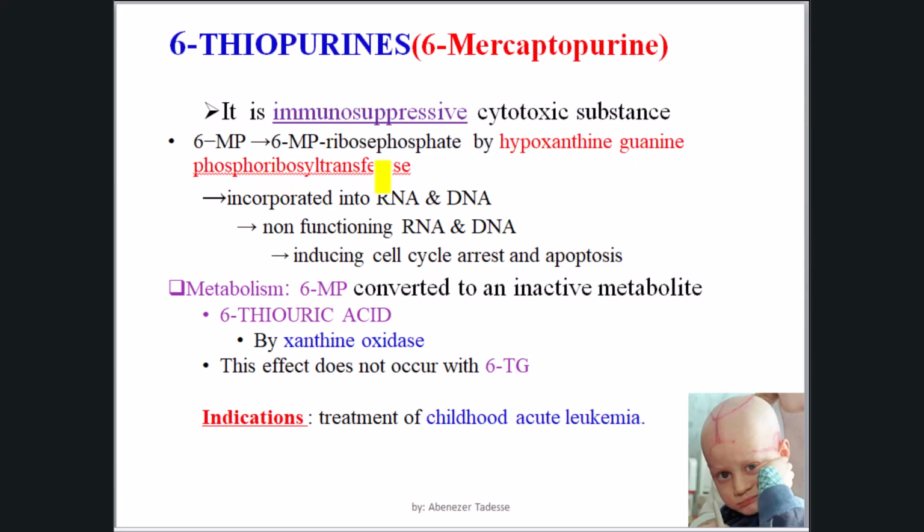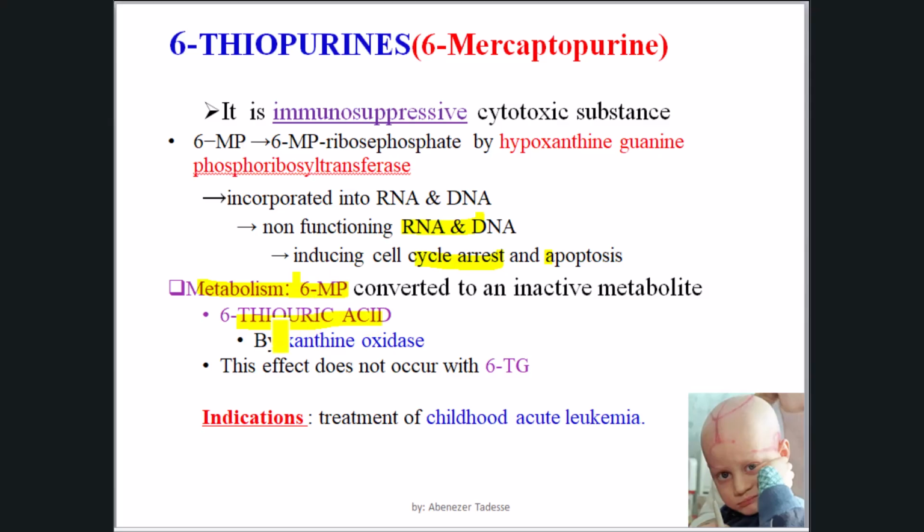After the conversion, 6-mercaptopurine ribosephosphate resembles the purine, so it can incorporate into the RNA and the DNA and result in non-functional RNA as well as DNA. So finally it arrests the cell cycle and induces apoptosis. The other aspect here is that the metabolism of 6-mercaptopurine can result in 6-thiouric acid through the enzyme xanthine oxidase.